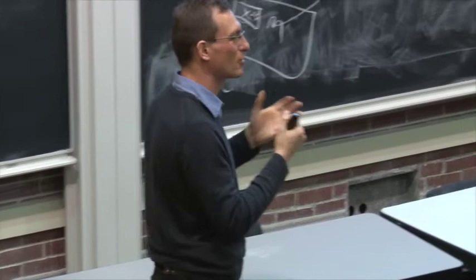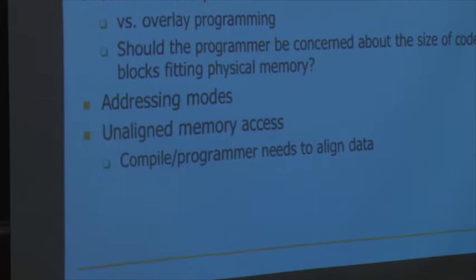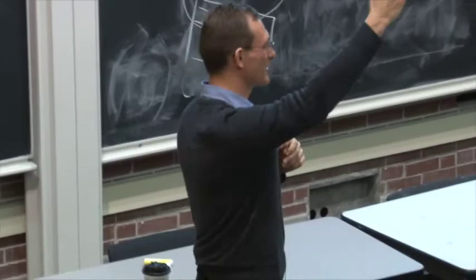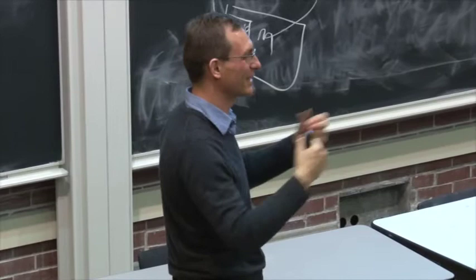Addressing modes is another example. Unaligned memory access is another example. If you have fewer addressing modes, then you don't give a lot of flexibility to the programmer. But virtual memory is a lot stronger in terms of its effect, right? So if you actually get a question, what's the biggest benefit of virtual memory? It's really for the software programmer. It's not really for performance. It's not really for anything else. It's really the productivity of the programmer.